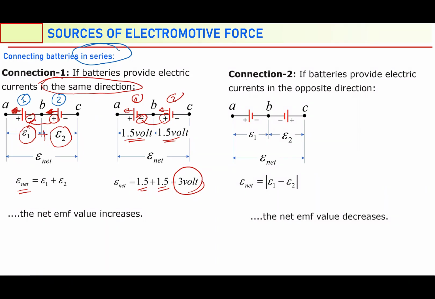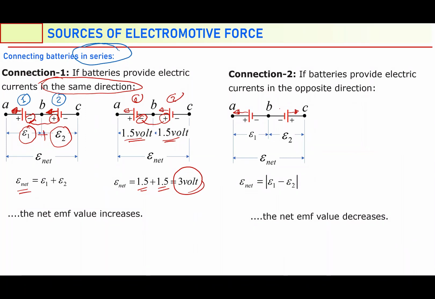Connection 2. If batteries provide electric currents in opposite directions, like this E1 and E2. Now look at the electric current of E1. Electric current leaves from the positive terminal, so it goes to the left. But for the second one, electric current leaves from the positive terminal and goes to the right. So electric currents are opposite in direction.